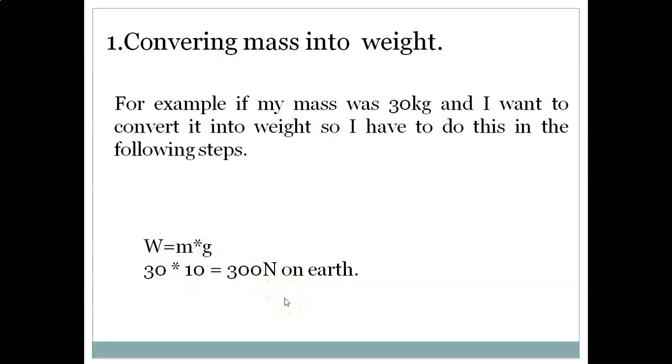Why did I say on Earth? Because on different planets, the gravity is different. For example, the gravity on Mercury is 5, so I would multiply 30 by 5. So my weight will be different on Mercury. That's why I said on Earth.